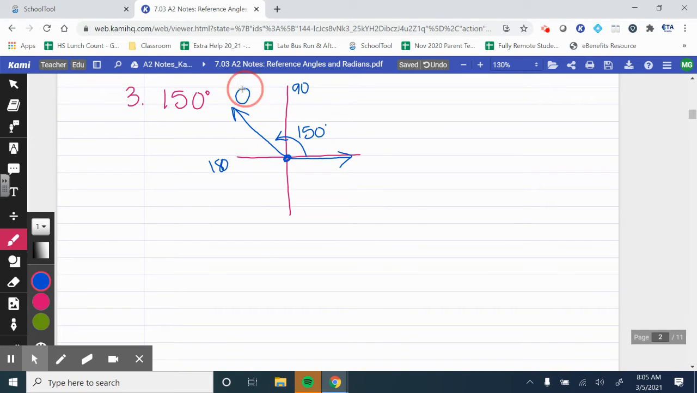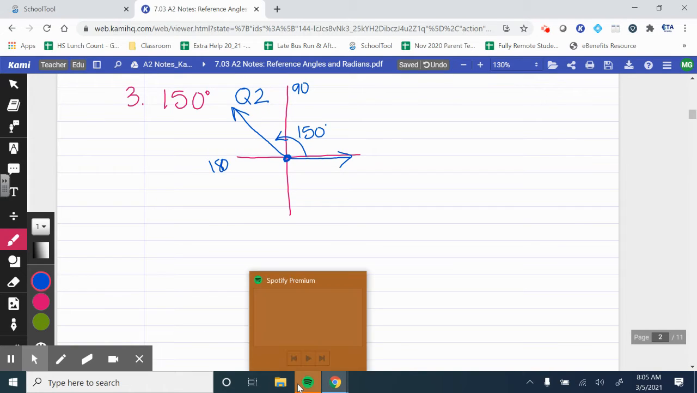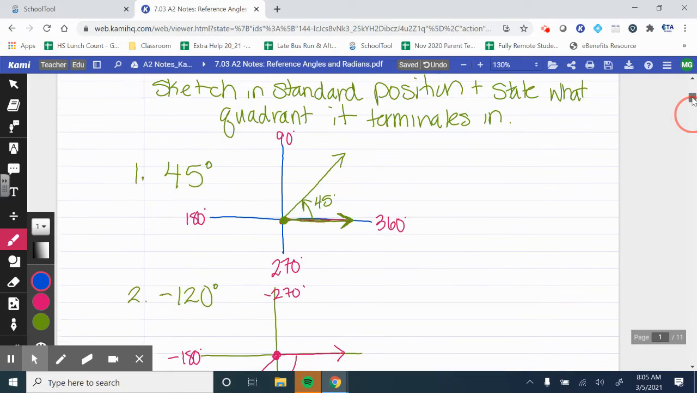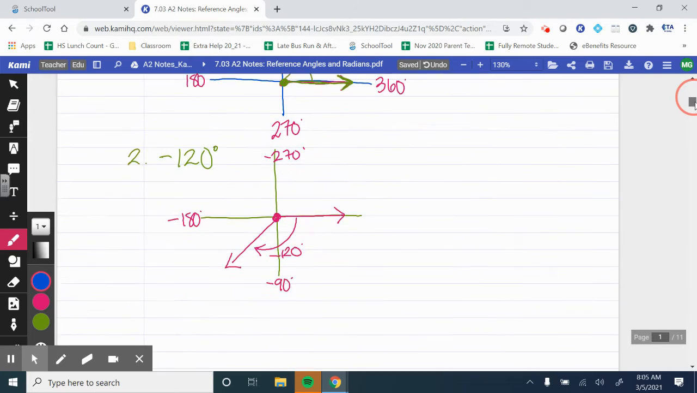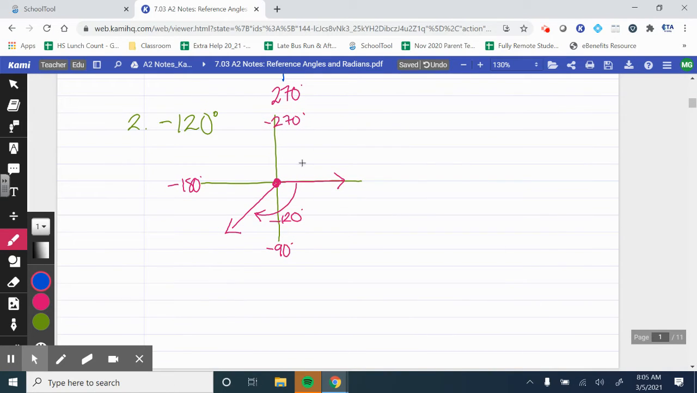The other thing I said to do, and I haven't on the last couple, is state what quadrant it terminates in. So this would be quadrant 2. We'll go up real quick to these other two. This one should have been quadrant 1, and number 2, that one's going to be quadrant 3 that it terminates in.